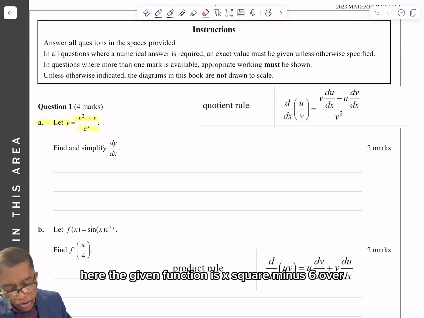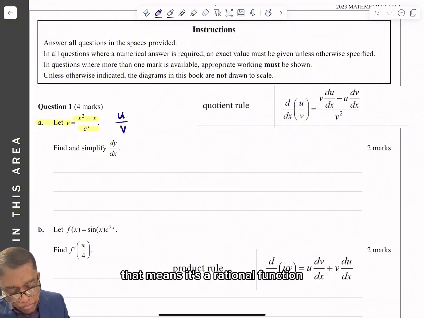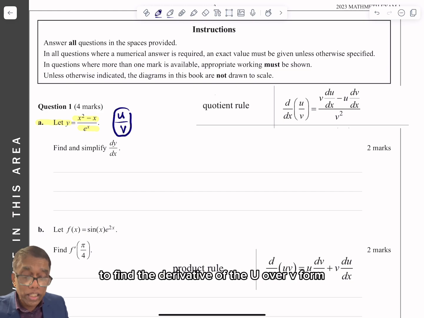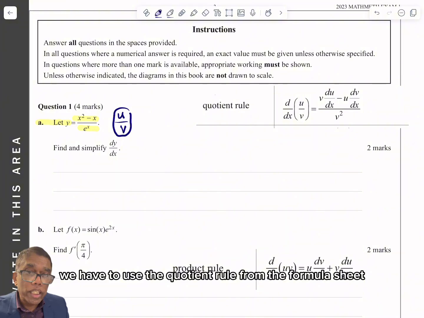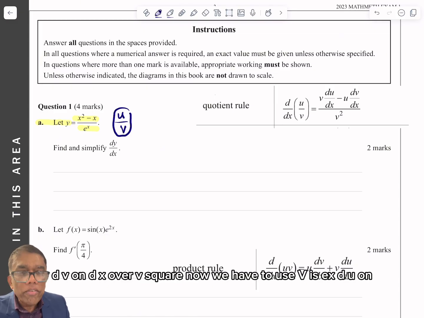Here, the given function is (x squared minus x) over e^x. It's a u over v form. That means it's a rational function. Therefore, it is u over v form. To find the derivative of the u over v form, we have to use the quotient rule. From the formula sheet, it is given d/dx of u over v is v du/dx minus u dv/dx, over v squared.